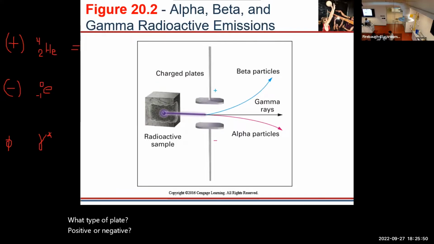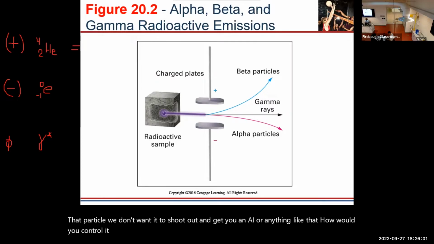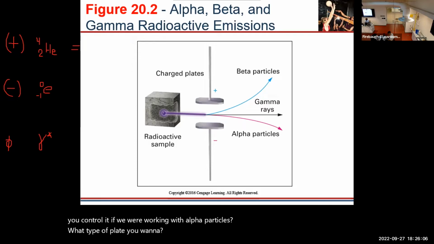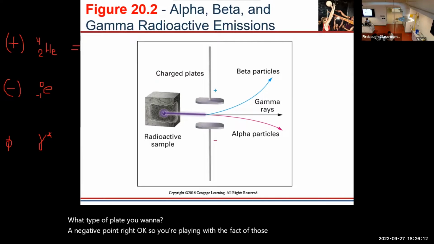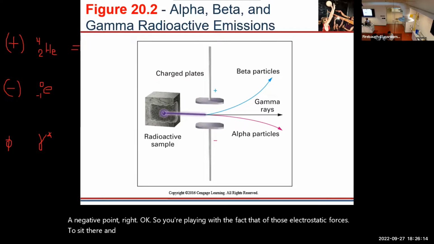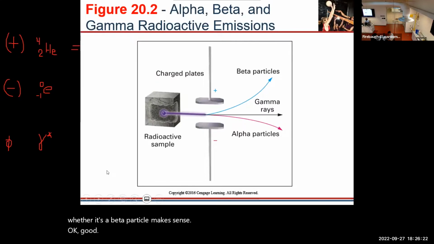So if we're trying to get it to move towards a direction, and we don't want it to shoot out, how would you control it? On that, a negative. Okay. So you're thinking of the fact that it's electrostatic forces that control that. Makes sense? Gamma is out of control, right? And that's one reason why gamma is so bad.